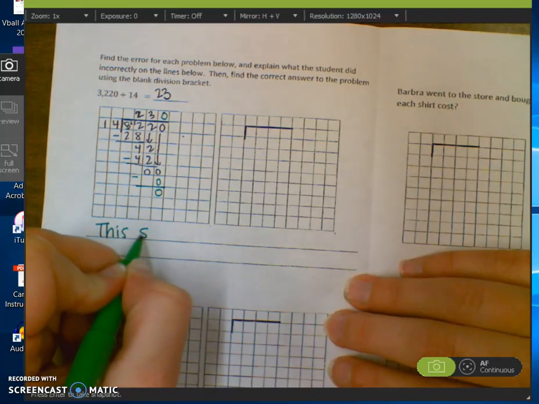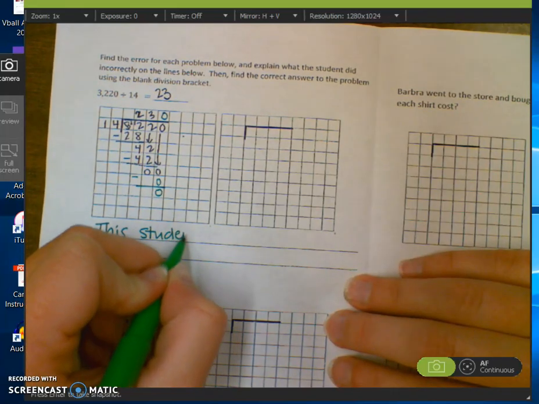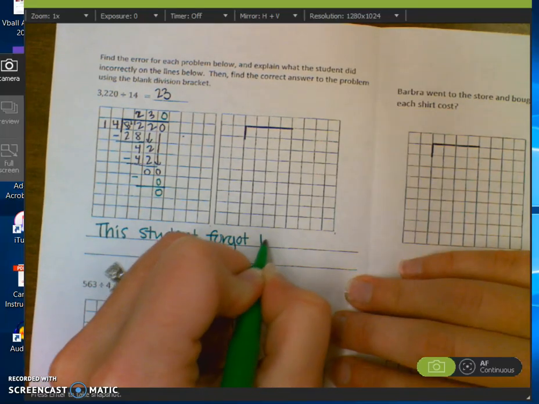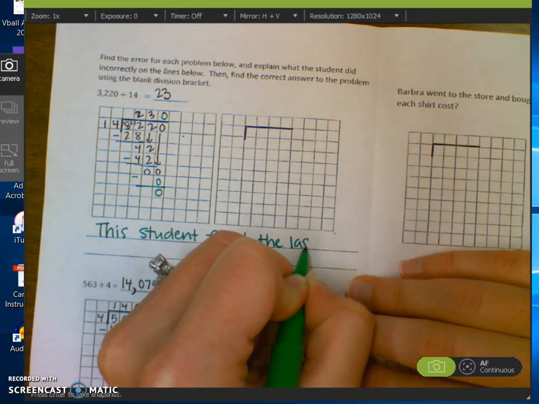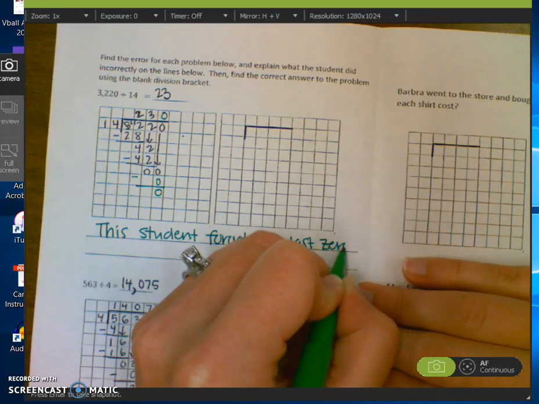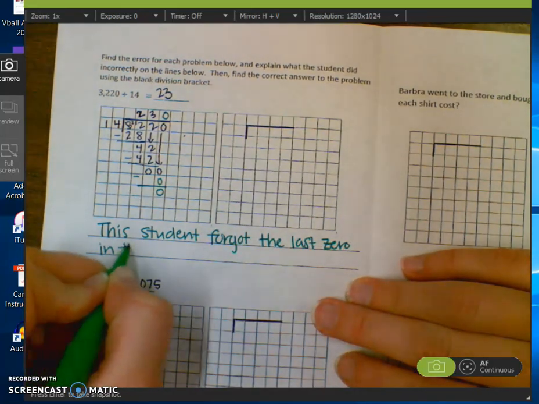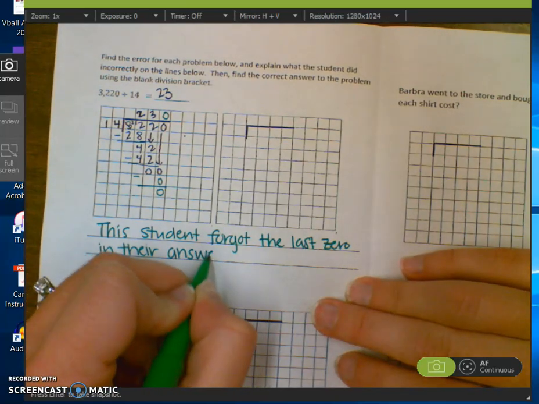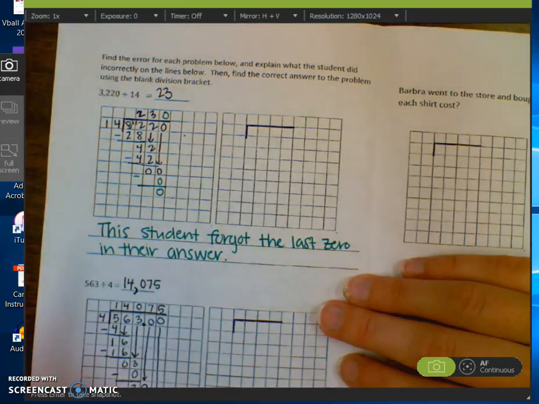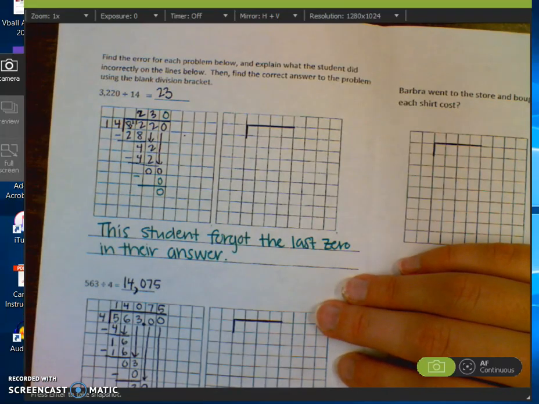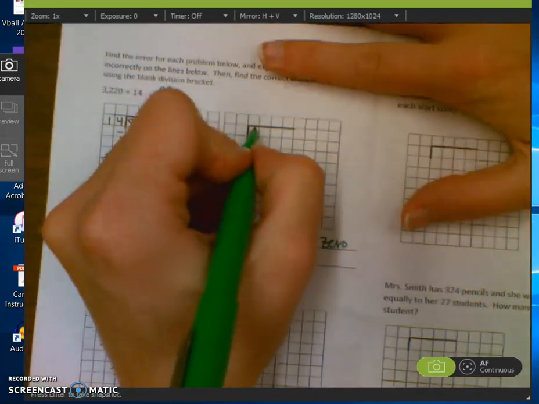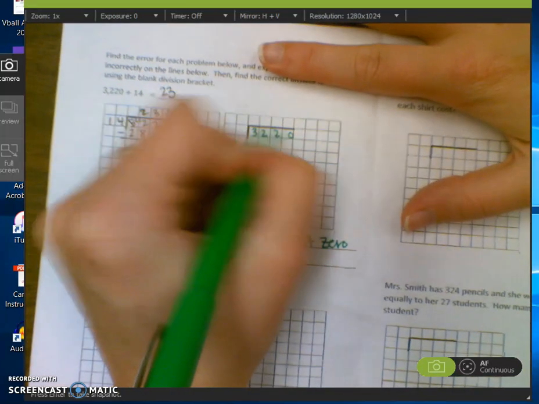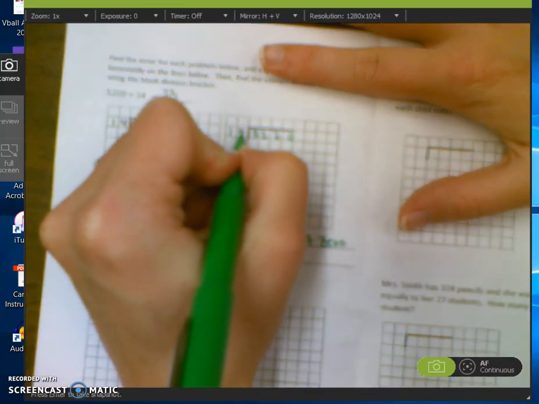This student forgot the last 0 in their answer. And then they want us to actually do the correct work over here. So I'm going to put 3,220 inside the bracket. I'm going to put 14 outside.